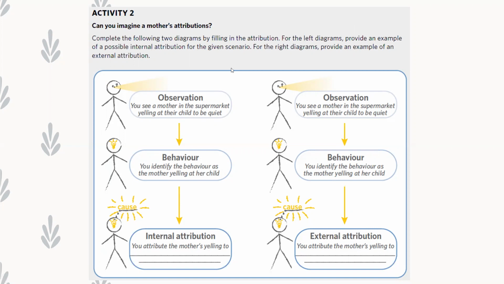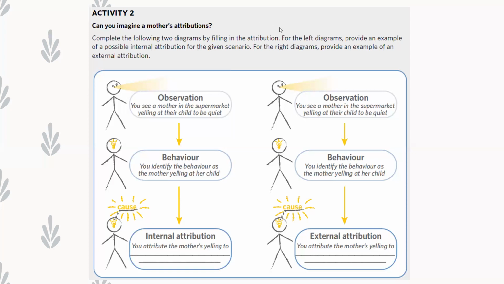And also when you write your answer, just specify which one it is. So write internal answer or external answer so that we know which one is which. Yep, so internal could be the mother's frustration, and external could be that the child is too loud or that the child wants something. Excellent. Yeah, that's a good answer.